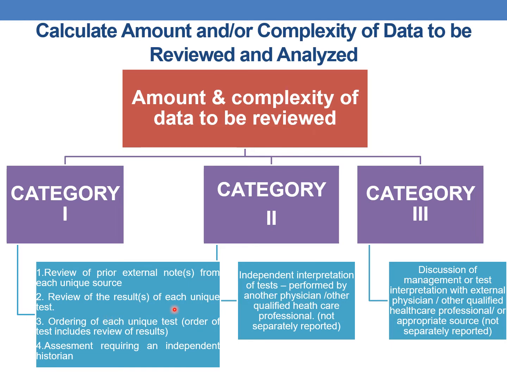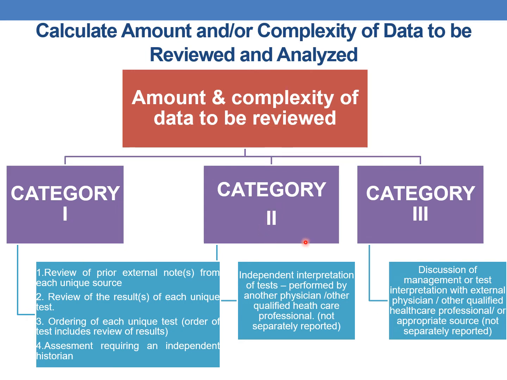Next is review of the results of each unique test. The next is ordering of each unique test. Ordering of a test includes the review of results. The next is assessment requiring an independent historian. It has 4 elements. All these 4 elements contribute to category 1.